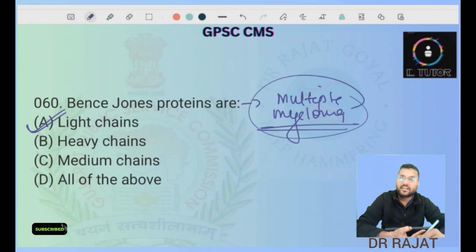They are also increased in other conditions, but mostly in multiple myeloma we see Bence Jones proteins in urine, which are mainly the light chains.